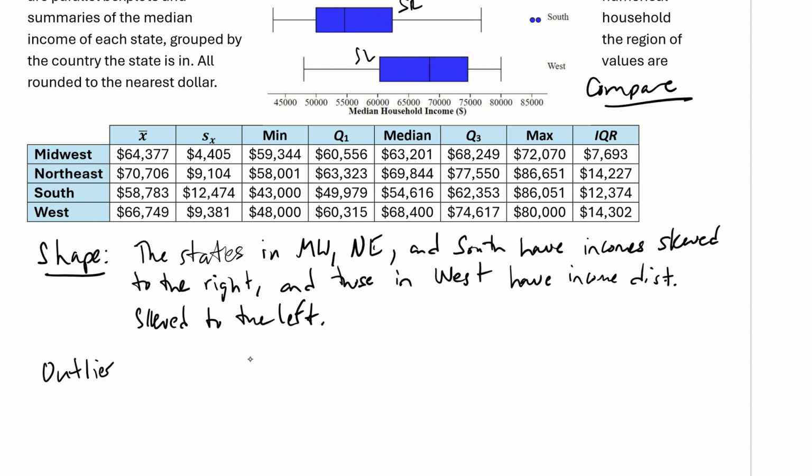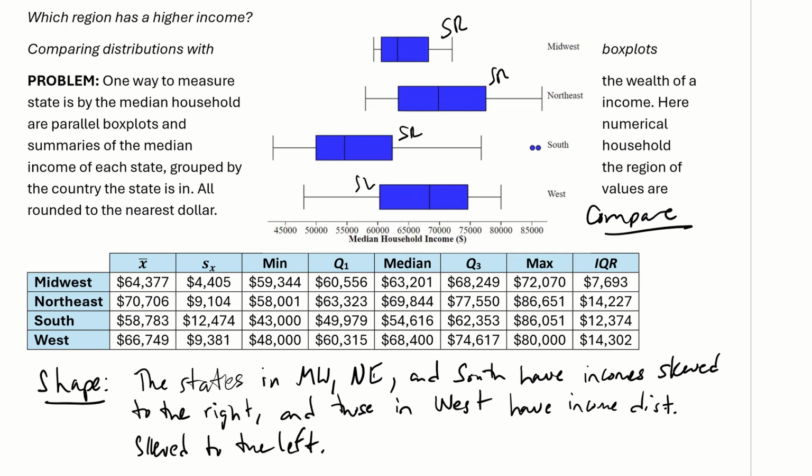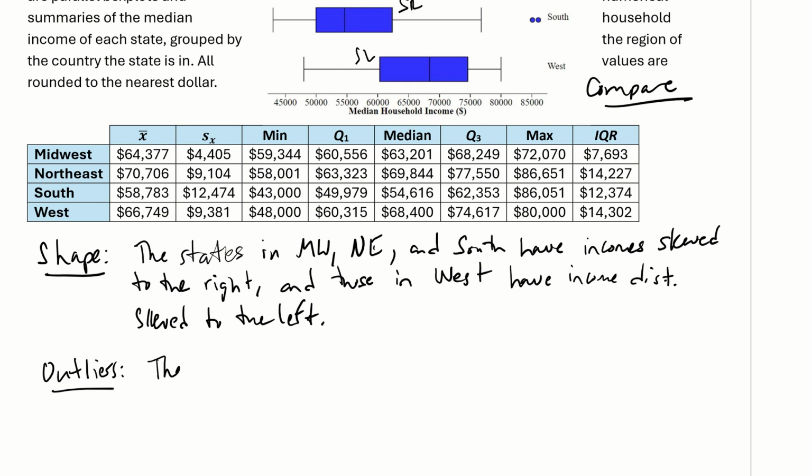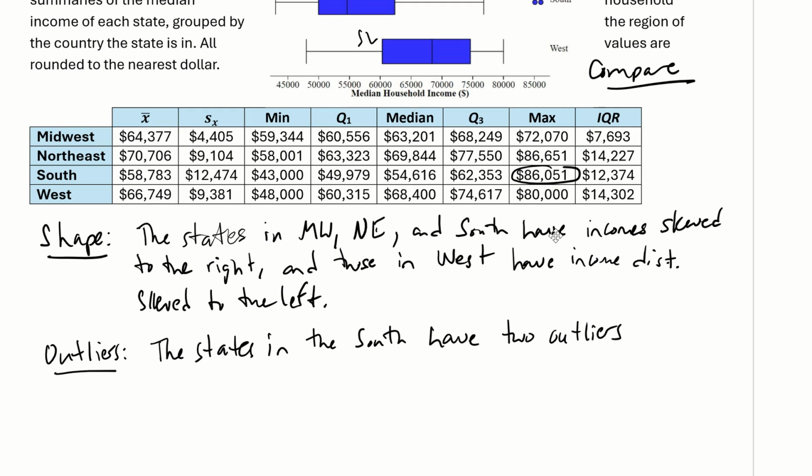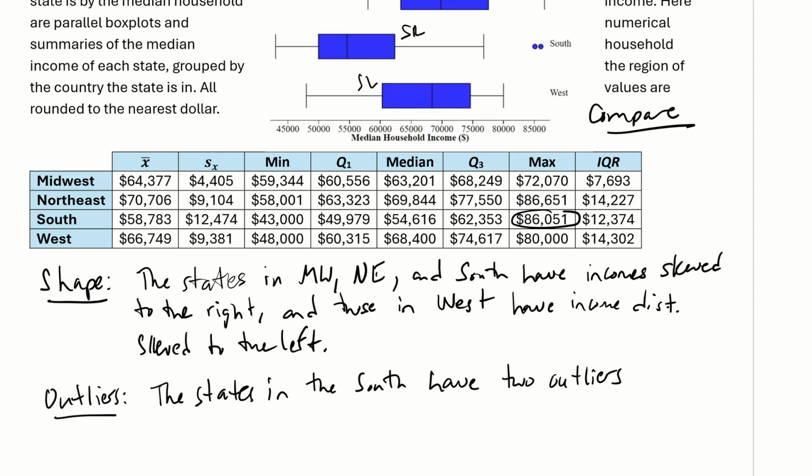All right, so then we could talk about outliers. So any outliers? Well, it appears that South has a couple outliers. The rest of them do not, right? So states in the South have two outliers, and those two outliers were 86,051. And what was the other one in the South? There's two in the South. Can't see it in there. Oh, okay. So that was the maximum on there. That was the maximum including the outliers. So this actually includes the outlier. So that's around 86,000. Okay. So the states in the South have two outliers around 85,000 to 86,000 dollars.